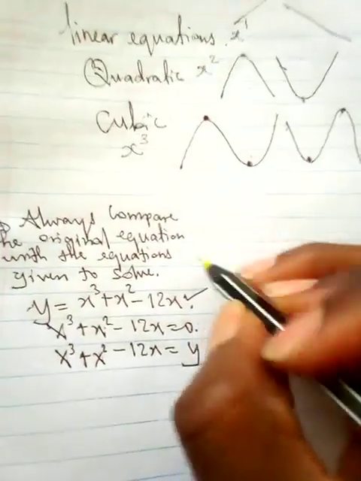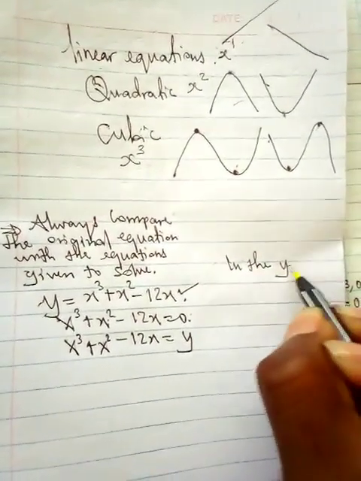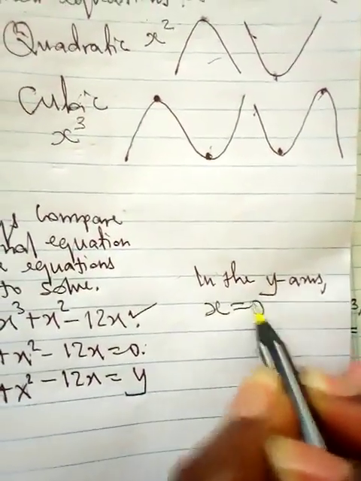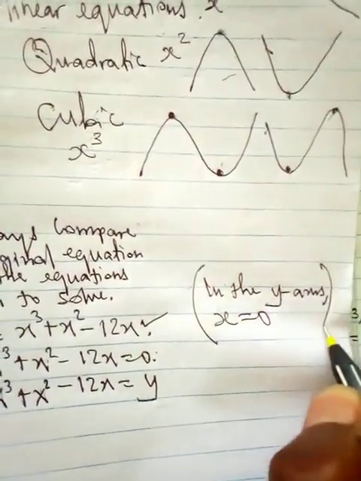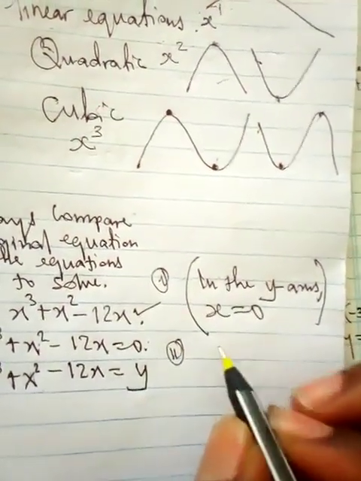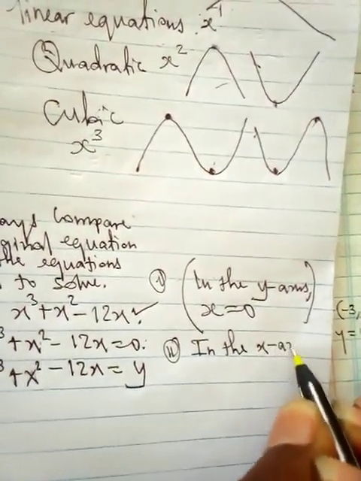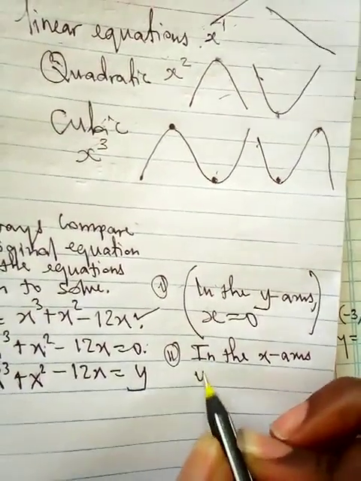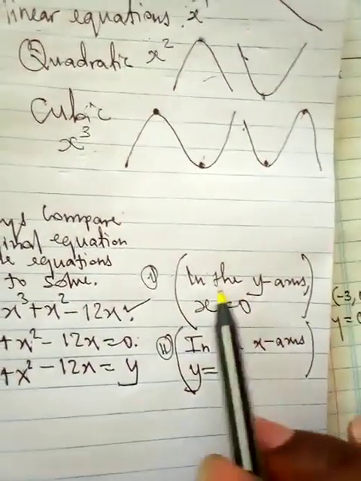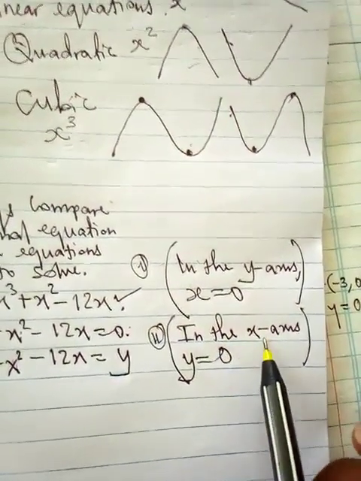What are they? Please don't forget that in the y-axis, x is always equal to 0. In the y-axis, x is equal to 0. This is concept 1. Concept 2, my friends, is this one. In the x-axis, y is always equal to 0. These are the two concepts. In the y-axis, x is always equal to 0. In the x-axis, y is equal to 0.